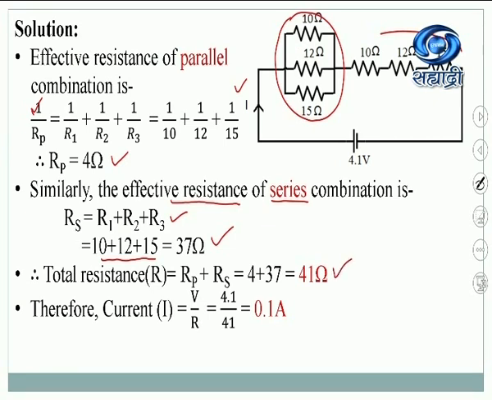Total resistance R is equal to Rp plus Rs. So this is 4 plus 37, that is 41 ohm. So this is one answer. It is asked in the question what the total resistance in the circuit is. It is 41 ohm. And therefore, current I in the circuit will be V upon R, that is 4.1, which is given, divided by R, which is 41. So this is 0.1 ampere. So the value of current in the circuit is 0.1 ampere. This is how we can find the value of resistance and the current in the given circuit.